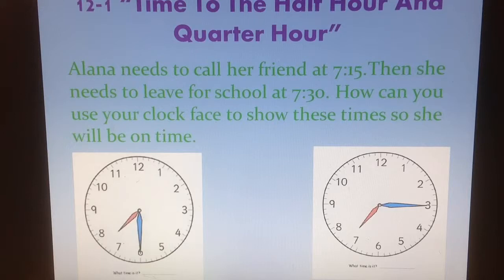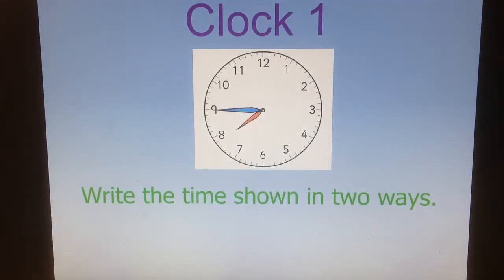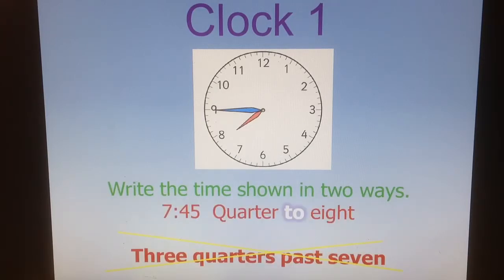We looked at this problem again. And then we talked about ways to say this time. Let's see, it looks like it's pointing at the 8, but it's not quite 8 o'clock yet. That's what makes this so tricky. You could call this time 7:45 because the hour hand is between the 7 and the 8, but the minute hand's at the 9, which means it's getting very close to 8 o'clock.